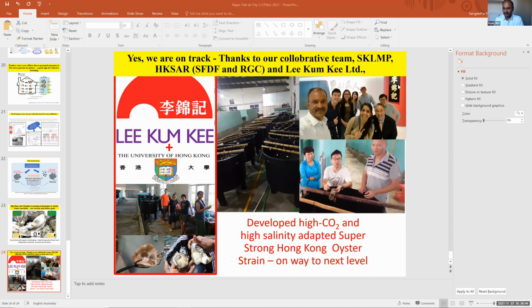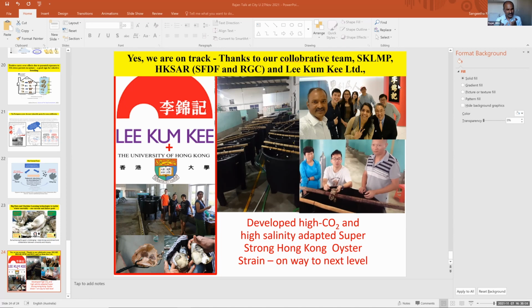I think this is just a preliminary result. We have been doing a lot of work now, but it is uncertain at this moment. Hong Kong species may be different. We don't know yet; what we have seen is only the Portuguese oyster.